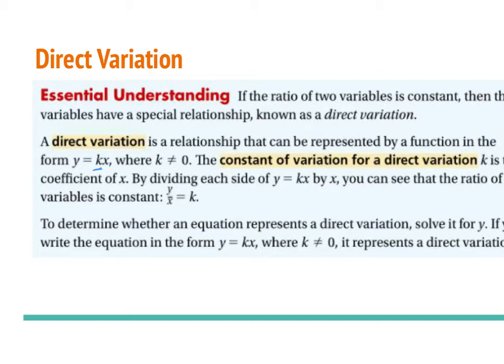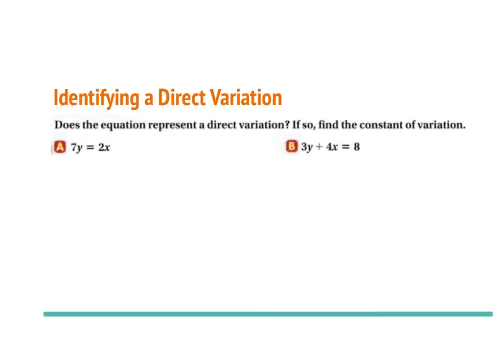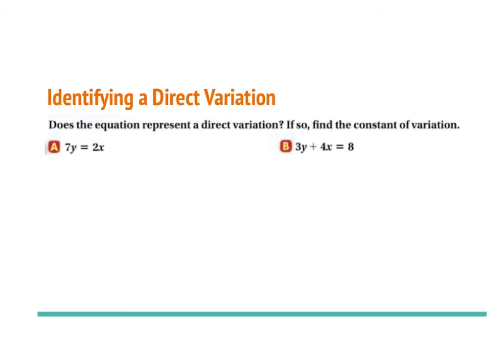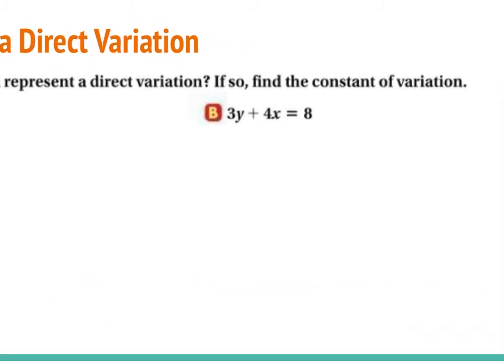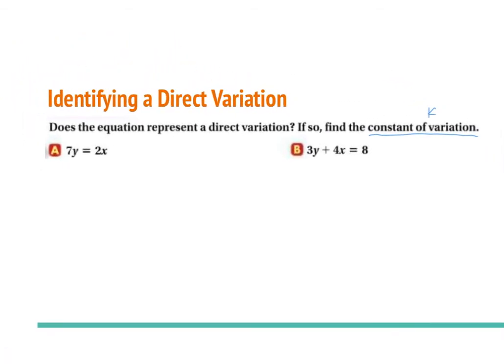All right, guys. Identifying a direct variation. In each of these equations, we're going to find out whether it represents a direct variation. And if it does, we're going to find the constant of variation, which is going to be our k, okay? Underline that. Your constant of variation is your k, whatever's being multiplied by x. For each of these problems, you're going to solve for y. We want to get y by itself on the left side of the equation.